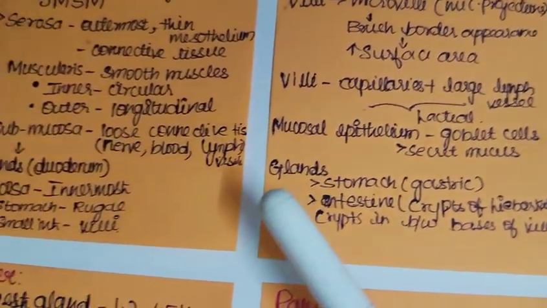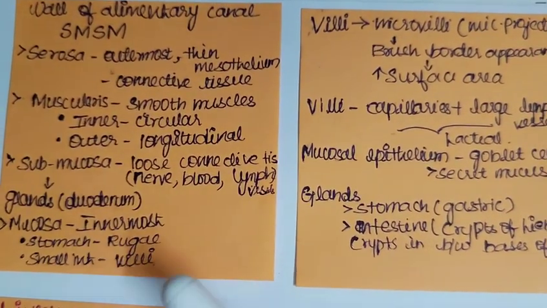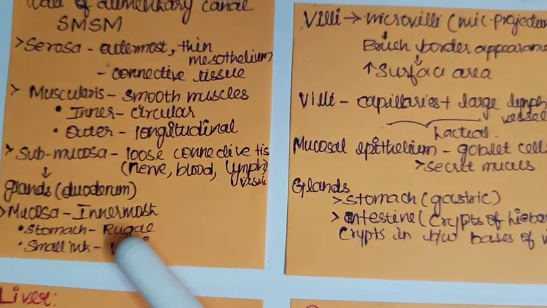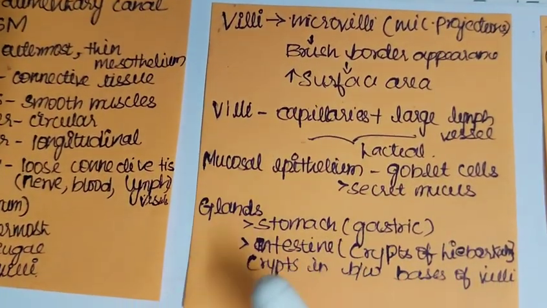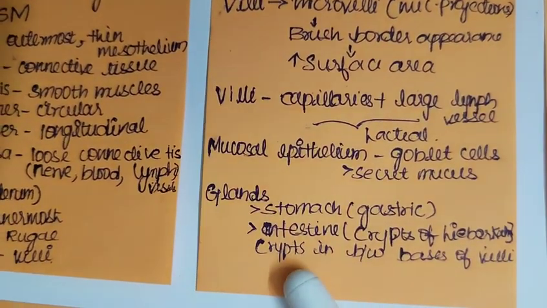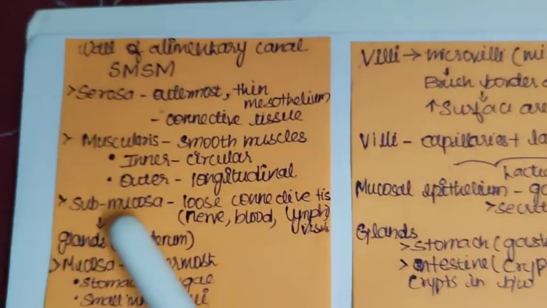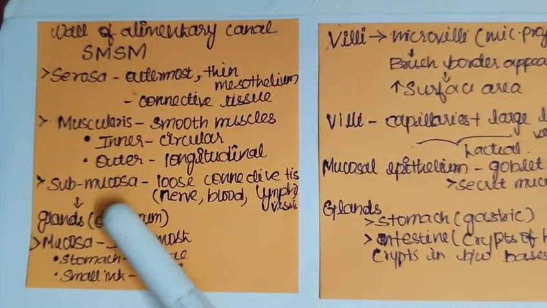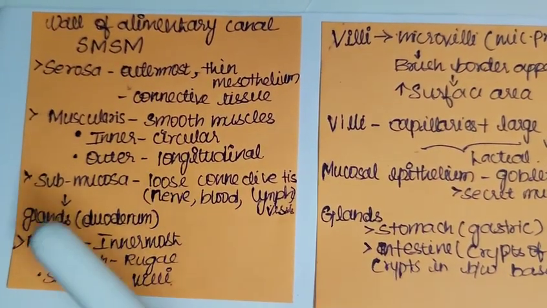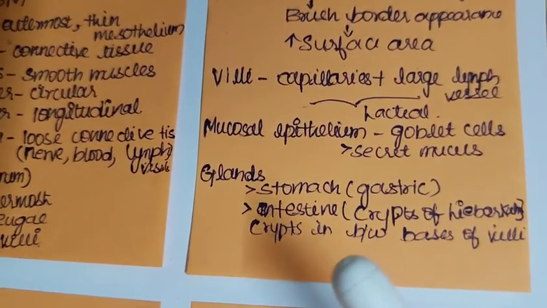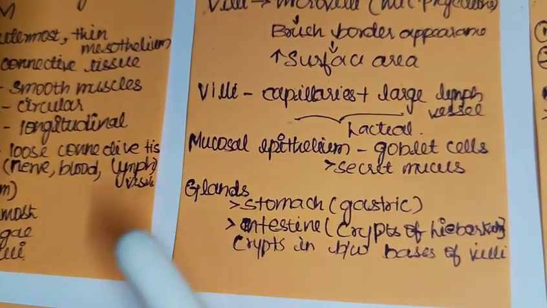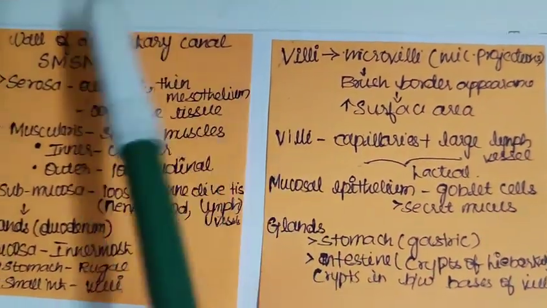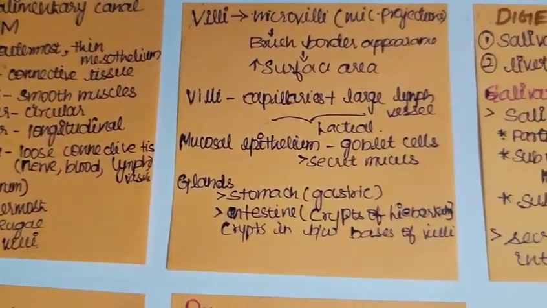We have already seen that in the mucosal layer we have villi, which are present in the small intestine. Between them the intestine also forms crypts. And in the submucosal layer, what we saw is that the duodenum has glands. Here the mucosa of the stomach and intestine also has glands. So this is the overall picture about the layers.